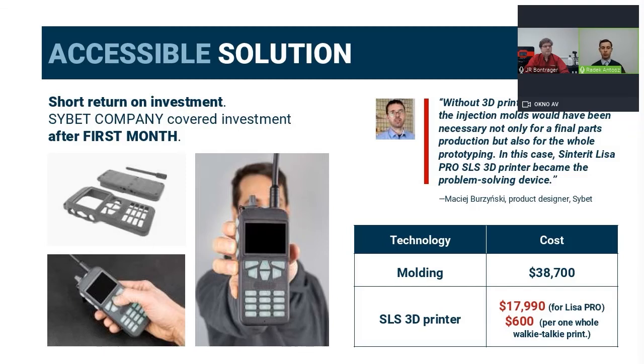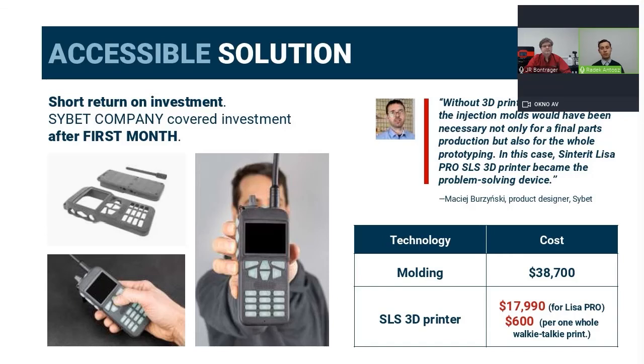So on this one prototype of this item, this company saved a lot, because usually they were using molding to get molds to make the prototypes, and it took a lot of money, and also took a lot of time to get molds to make a prototype and see if the design is correct or not.